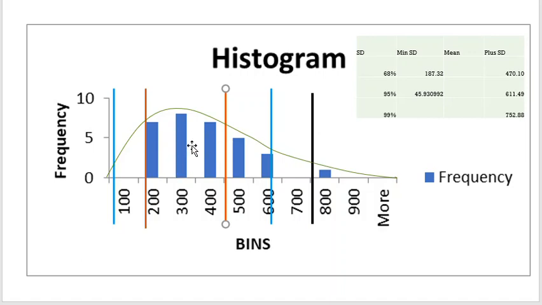And within here is where 68% of the population scores are. You can see most of the scores are right in here. Then you have two standard deviations. There's the two standard deviations above and two standard deviations below. And within that group is where 95% of the scores land.